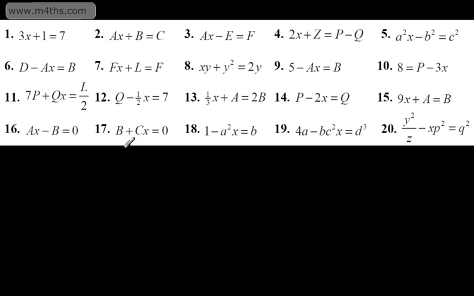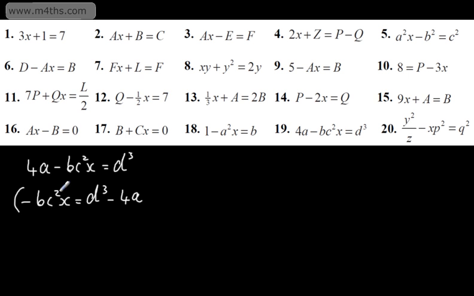So with this one, what we've got, let's go for that one, we've got 4a minus bc squared x is equal to d cubed. I'm going to subtract the 4a from both sides. So we have negative bc squared x is equal to d cubed minus 4a. I'm simply going to divide by this quantity of negative bc squared. That's going to leave me x.